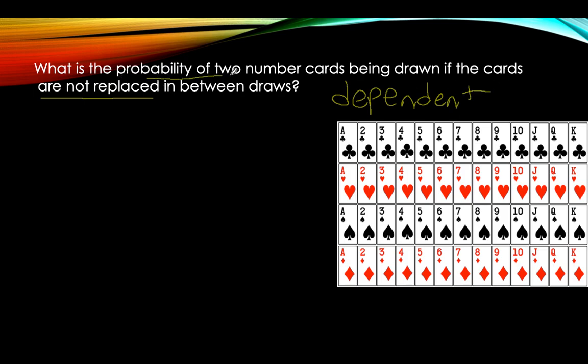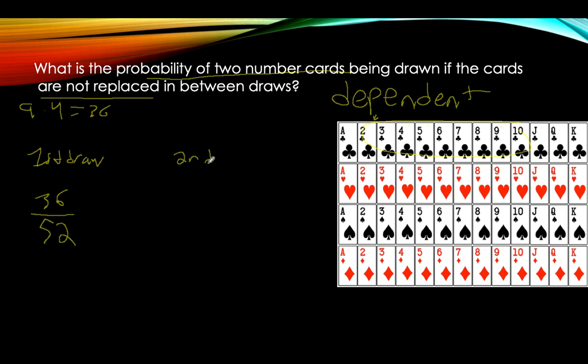So what's the probability of 2 number cards being drawn? So let's see how many number cards we got. 1, 2, 3, 4, 5, 6, 7, 8, 9. We have 9 number cards for one suit. So we do 9 times 4. So there's 36 total number cards. So for the first draw, there's 36 total number cards. And we said there's 52 total cards.